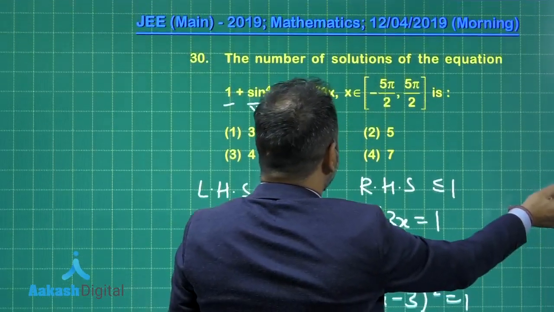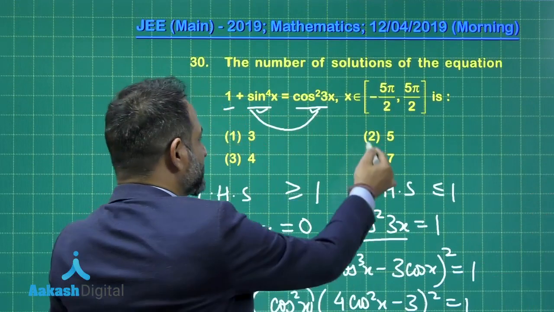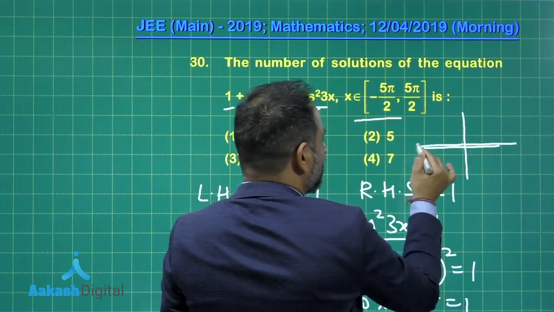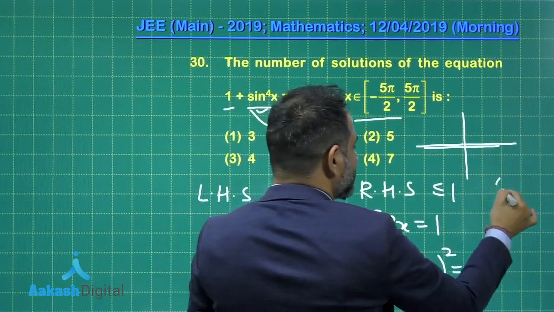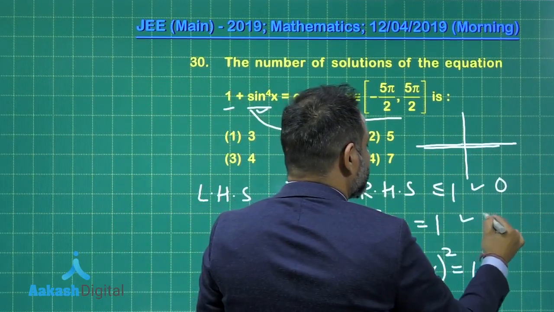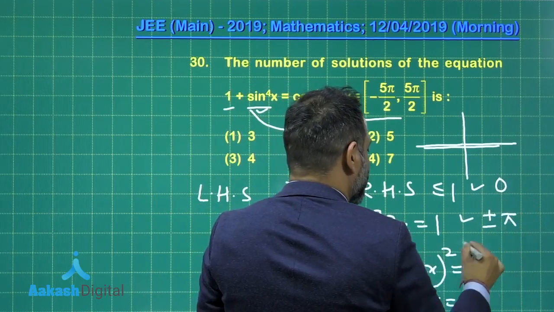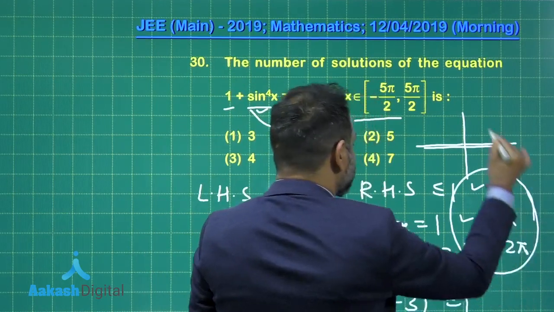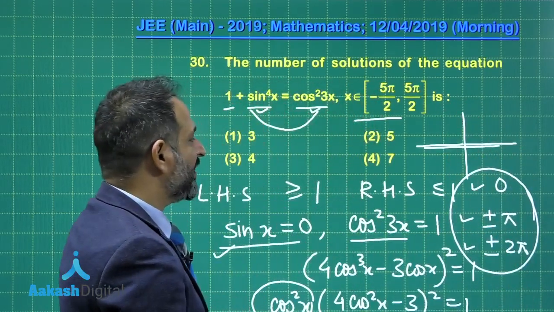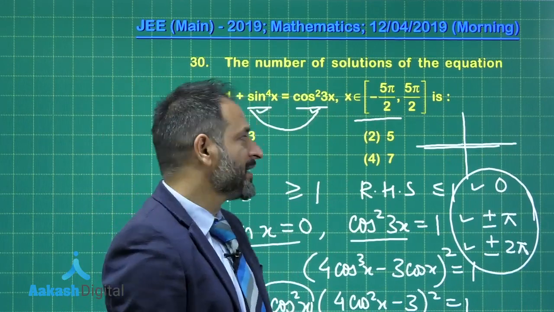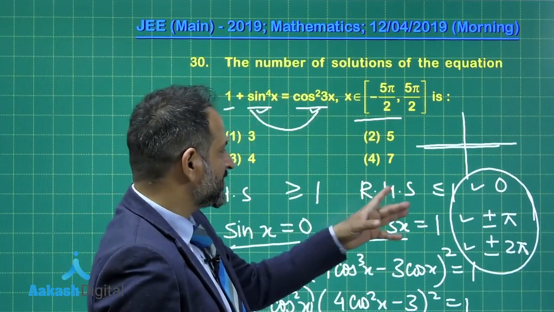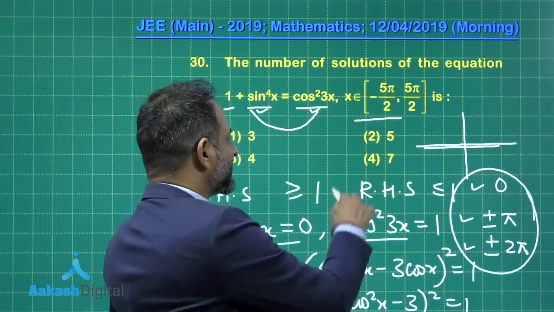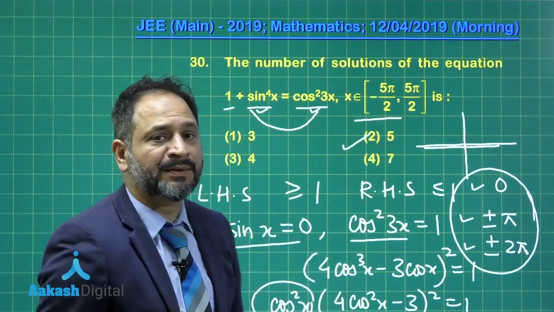Sine is 0 at the multiples of pi, and if you see this interval, we have the value 0, and again there is pi and minus pi. So we have 0 as one of the values, and again plus minus pi is also there, and two more values are here, that is plus minus 2 pi. So there are in total 5 values which are going to satisfy it, and you can easily check it out. All these values are going to satisfy the original equation. So the correct option here is option number 2.